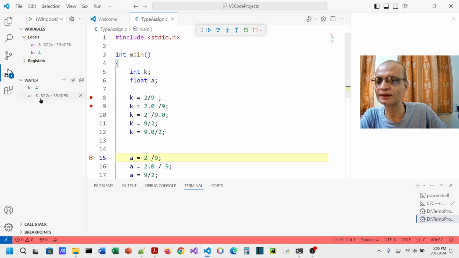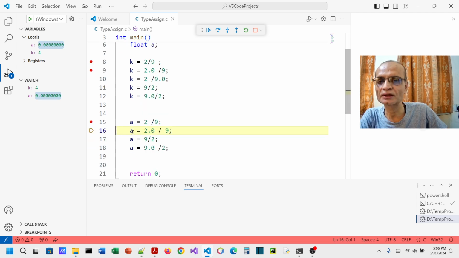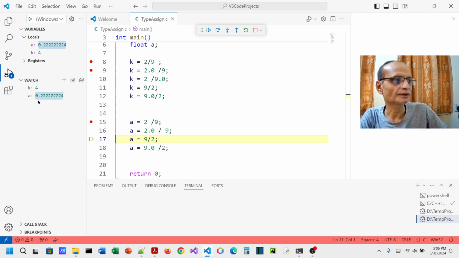Okay, now let's concentrate on a. So a basically is what? So you basically got a = 2 by 9. So obviously 2 by 9 is 0. Okay, so this is correct. Now we are at line number 16. Okay, the 2.0 by 9.0. So here you got a is 0.22. So that is again correct.